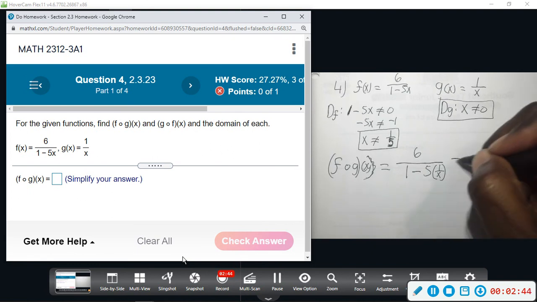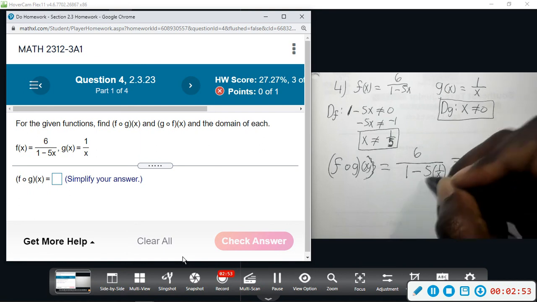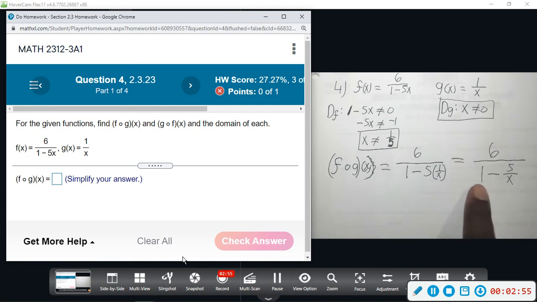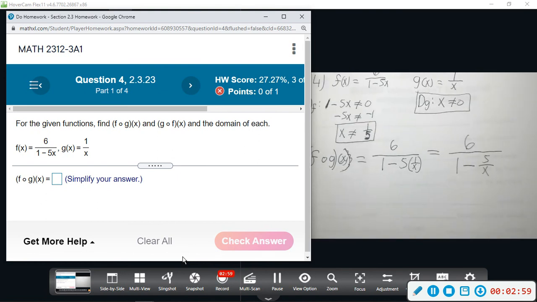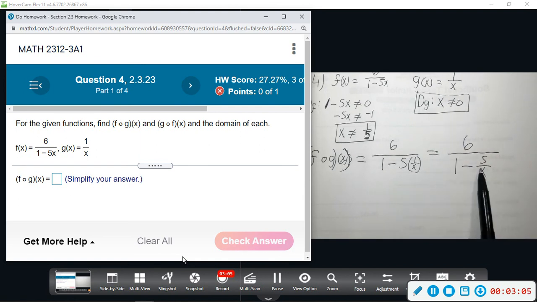Okay, or we can rewrite this as 6 over 1 minus 5 over x. We need to simplify this. They will not let us insert the problem like this. And here's why that restriction follows you. If you were to leave the function like this and you plug in a 0, you are dividing by 0, which you cannot do with a fraction, so that causes a problem.